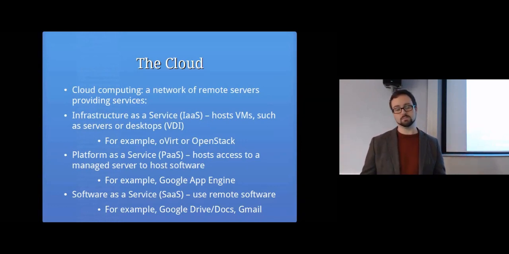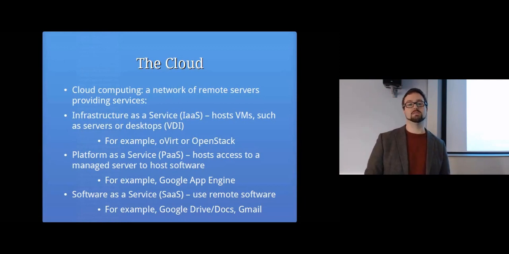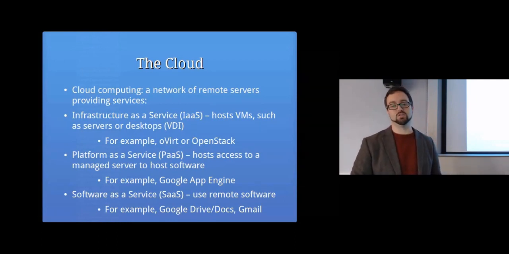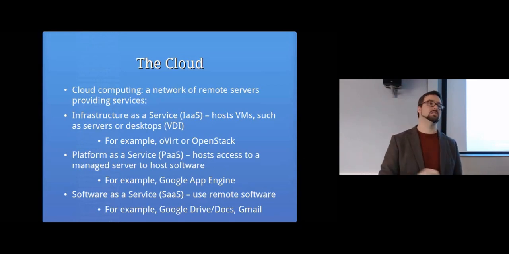Okay, so cloud computing basically is where you've got a network of servers, usually remote, providing services for you, right? There are a number of different kinds of cloud infrastructure. So you've got infrastructure as a service. That's where they host VMs for you. If you use OpenStack or oVirt or something like that, you can have your own virtual machines that you run on someone else's servers, and you don't have to manage the hardware or anything like that. That's all managed for you.